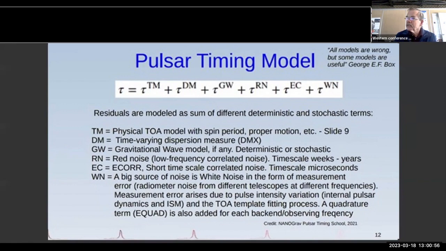Red noise is defined as this low frequency correlated noise. And it's very low frequency. The time scales on the order of weeks to years. And then there's white noise. White noise is something familiar to us because that's what you get out of your own telescope. That's the radiometer noise. And so each telescope, each receiver is going to have different levels of white noise depending on the receiver electronics and everything. So all of those things get rolled into the pulsar timing model.